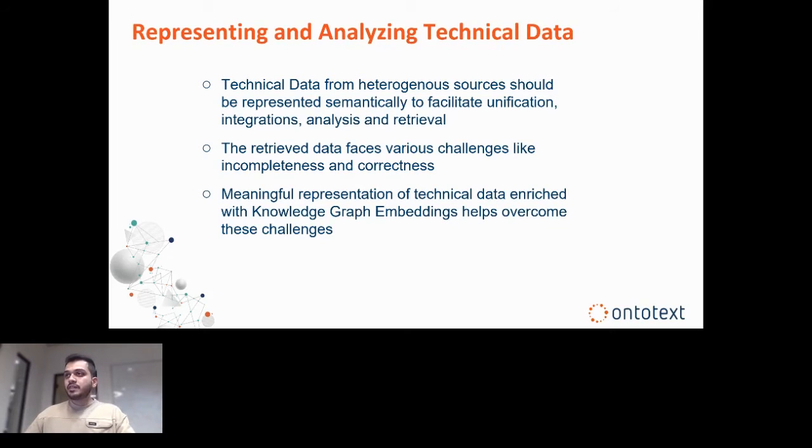Of course, we face a lot of challenges like incompleteness and correctness, and we also want to ensure that the data we extract from our clients makes a lot of sense. We are not interested in extracting data with absolutely zero meaning. We want to have as much semantic sense as possible. Knowledge graphs are a great start for it.